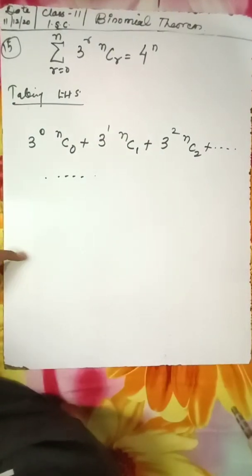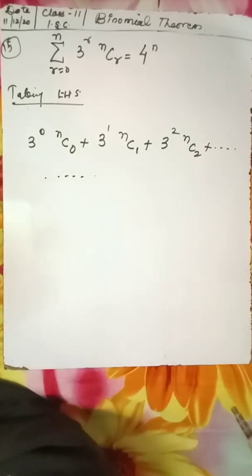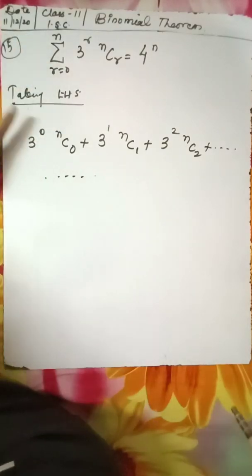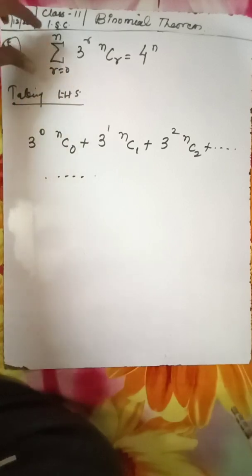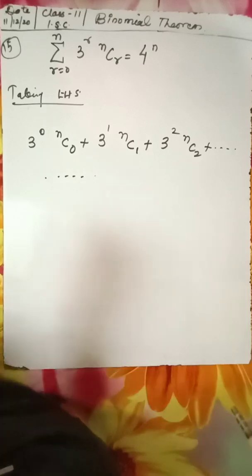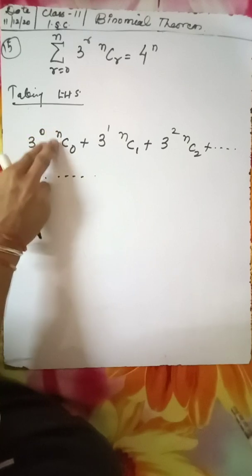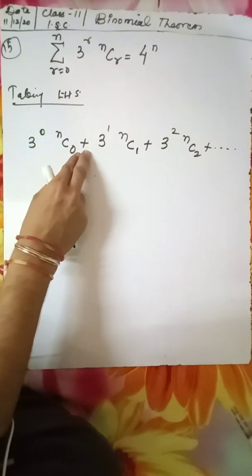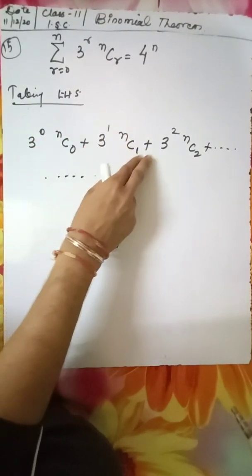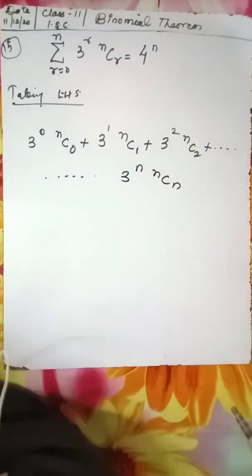Okay, so you can prove it by taking LHS as well as RHS. We will see both the cases. So from here, see, what can we do? Taking LHS, we have expanded this particular LHS, where first I have put r equal to 0. So 3 to the power 0 nC0 plus 3 to the power 1 nC1 plus 3 to the power 2 nC2 plus, and so on, up to 3 to the power n nCn.